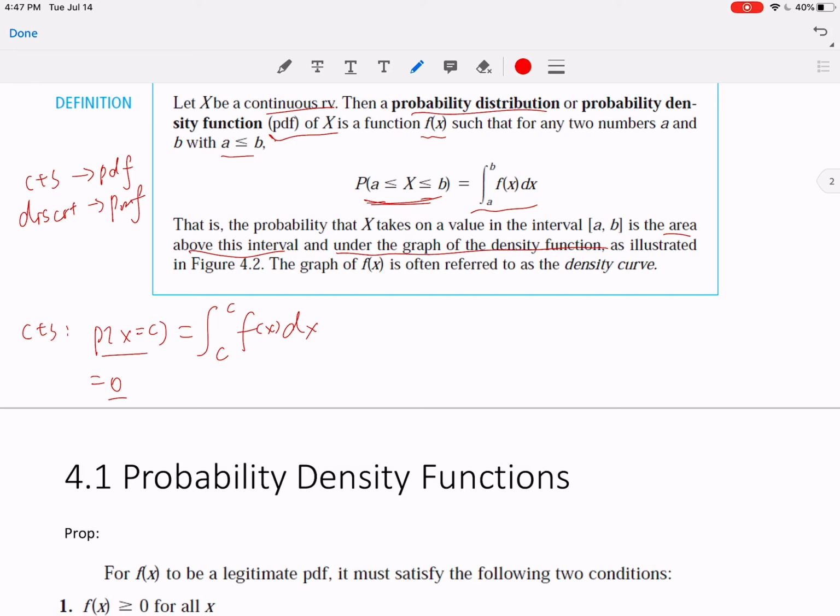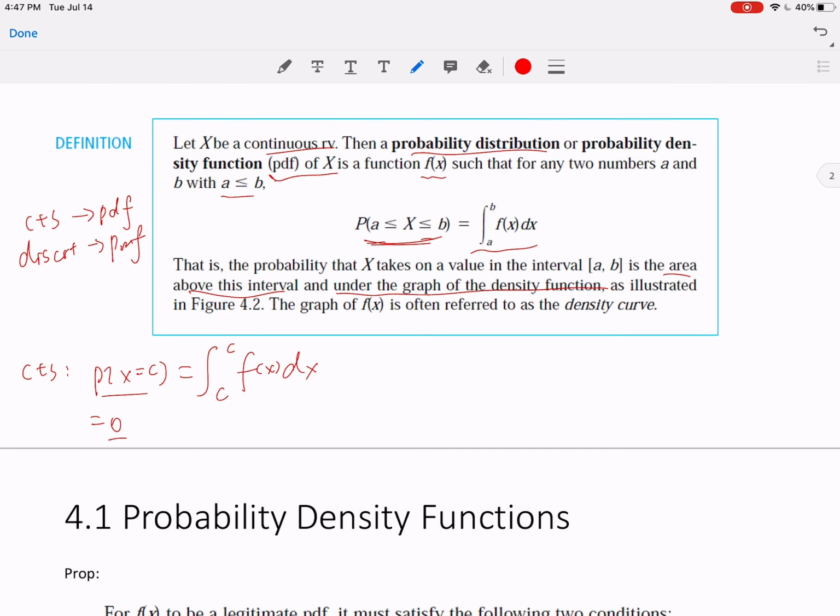If it's a discrete random variable, you just need to do the calculation based on what we went over previously. Okay. And if this is clear, since we know that we don't have to worry about the probability of a single point of a continuous random variable because it's always 0.